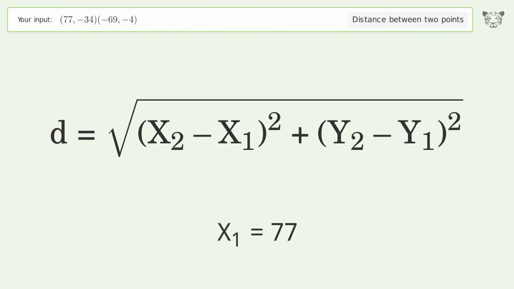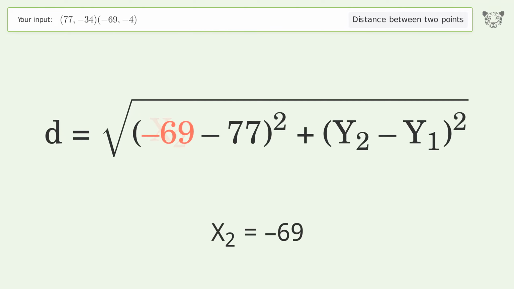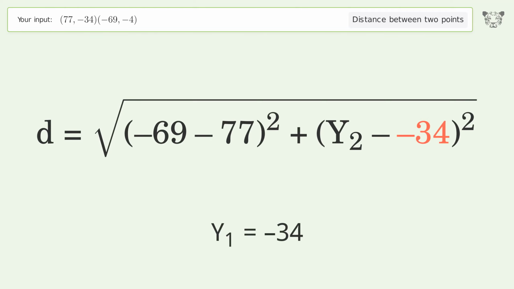x1 equals 77. x2 equals negative 69. y1 equals negative 34. y2 equals negative 4.